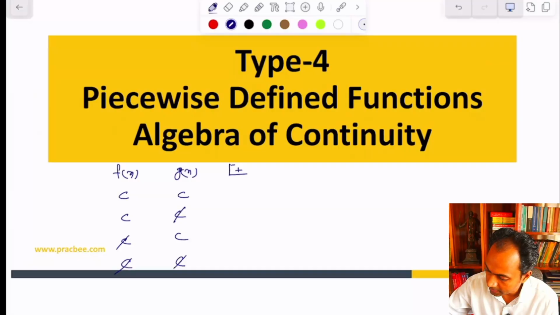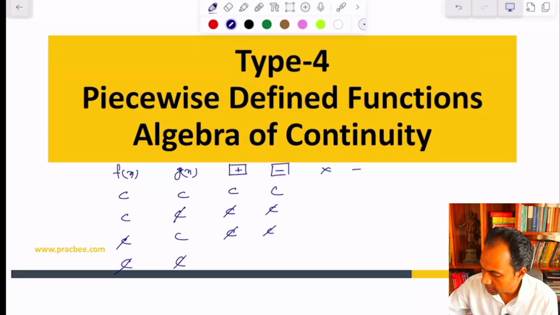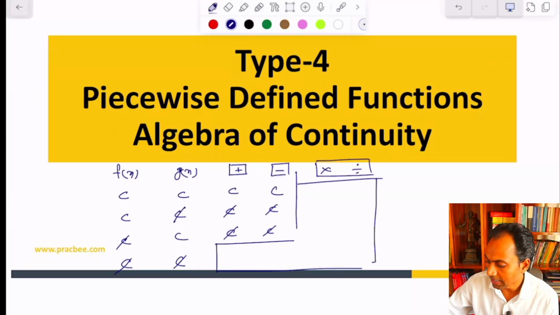If I add these two functions, this function is going to be continuous, whereas if both of these functions are discontinuous, we cannot say. If I subtract, again the same relationship will follow. But in all other cases, that is multiplication, division, and all of these cases, when both the functions are discontinuous, we will have to actually solve and check.